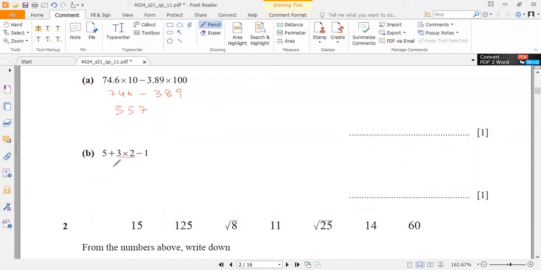So we need to multiply first. 5 plus 3 to the 6 minus 1. 5 plus 6 will be equal to 11, minus 1. Now it will be equal to 10.